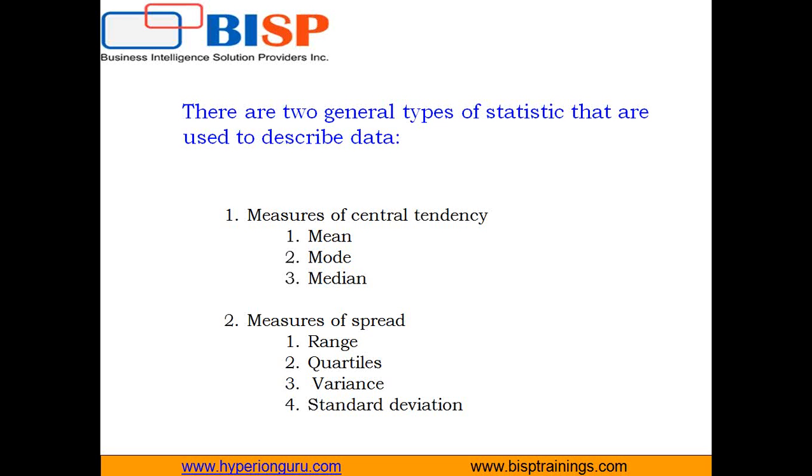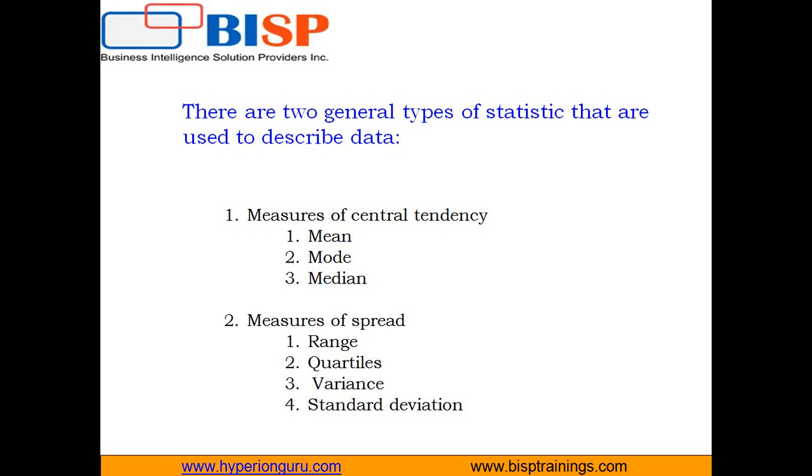So what is the mean? The mean is the most popular and well-known measure of central tendency. The mean is equal to the sum of all the values in the dataset divided by the number of values in the dataset. Next is the mode. The mode is the most frequent score in our dataset. And median. Median is the middle score for a set of data that has been arranged in order of magnitude.